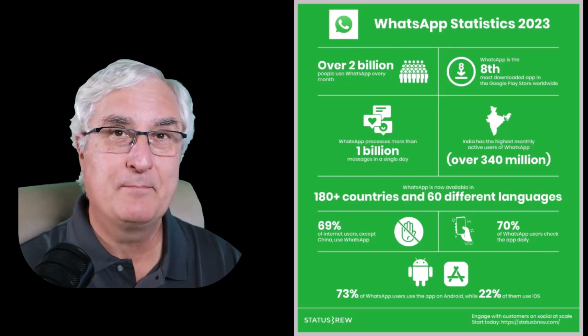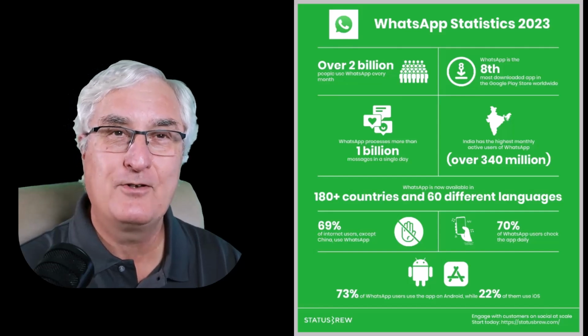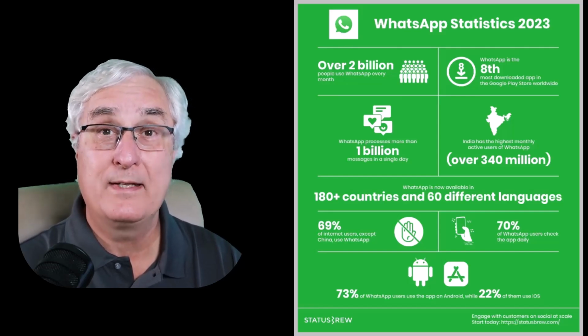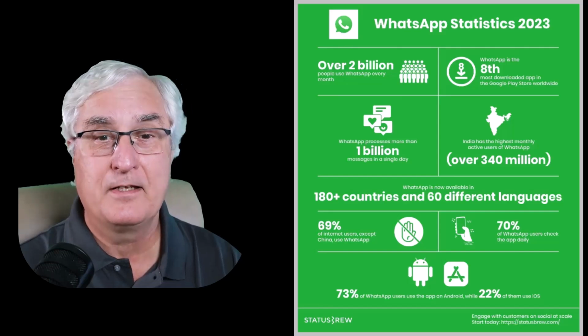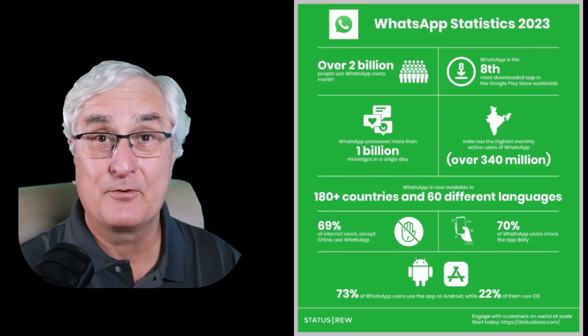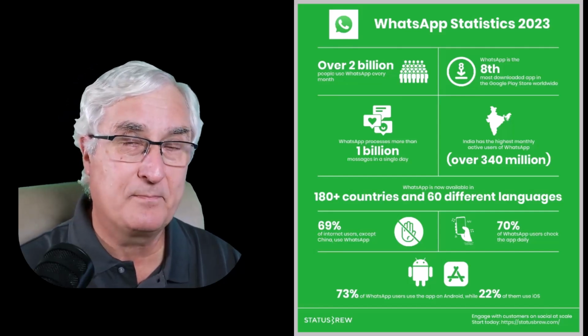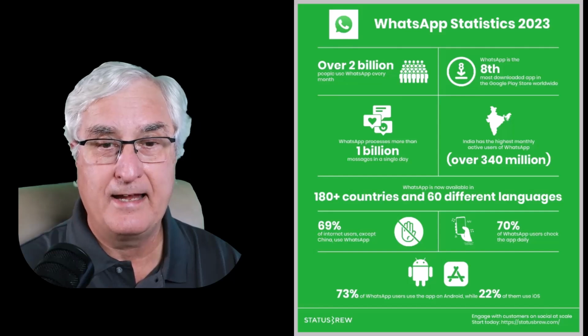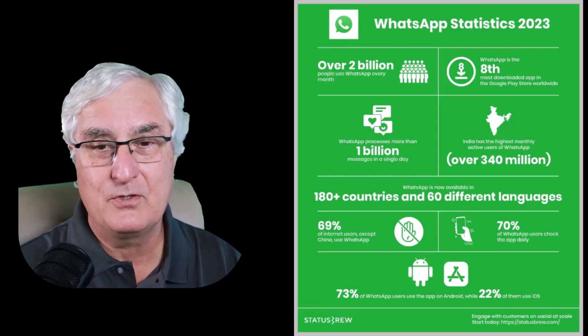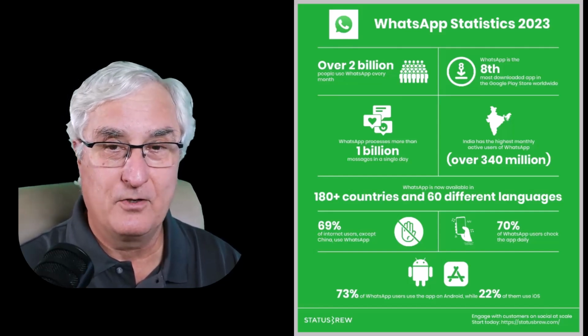They process about 1 billion messages a day, and it is used in 180 different countries with 60 different languages. 69% of internet users use WhatsApp except for China, and 70% of WhatsApp users check the app at least once a day. Now, there's a bit of a split between Android and iOS. About 73% of WhatsApp users use the app on Android, and about 22% on iOS.